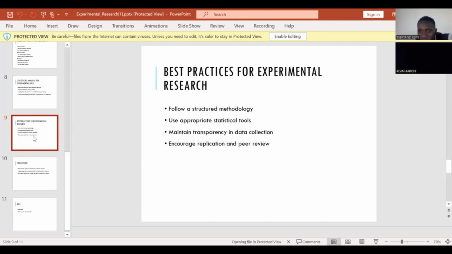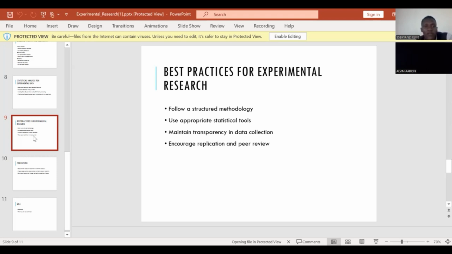Here we can also encourage replication and peer review. Basically, this emphasizes two vital aspects of ensuring quality and validity of the experimental research. And this involves replication, encouraging other researchers to independently repeat the experiment to see if they obtain similar results, and successful replication strengthens the confidence in the original findings.